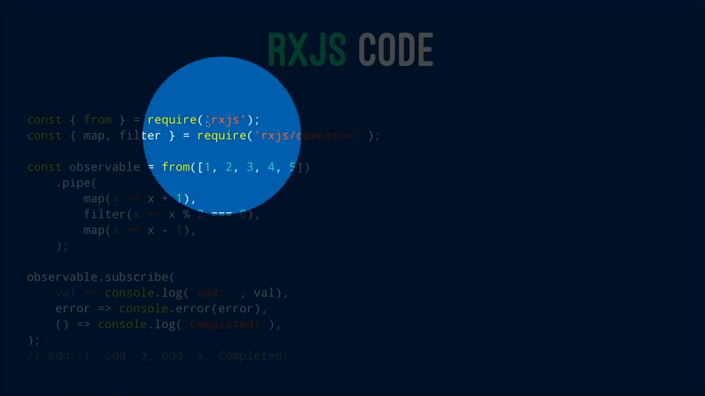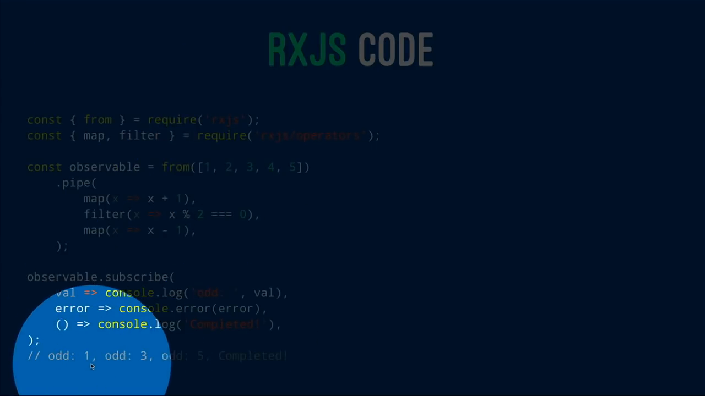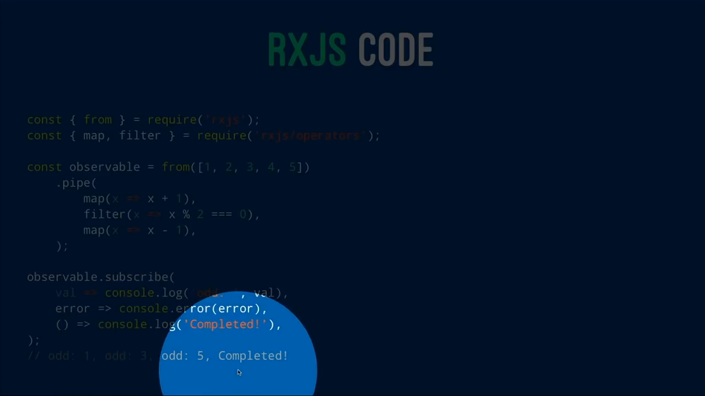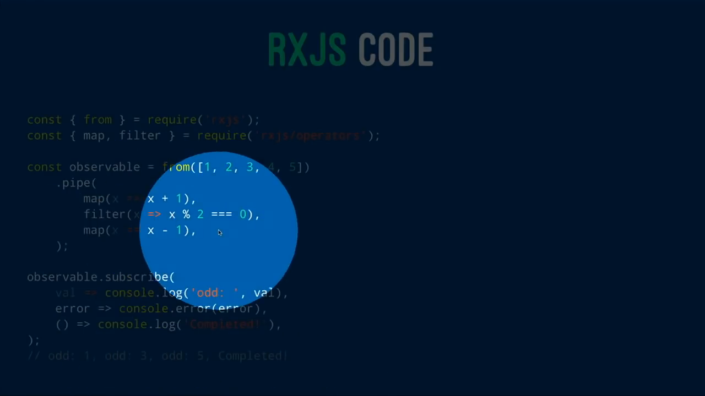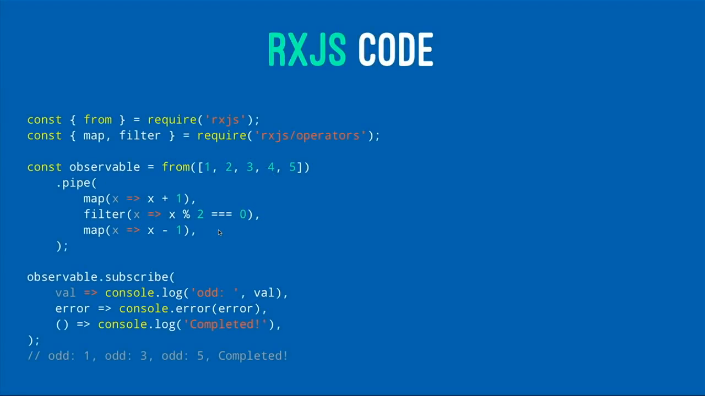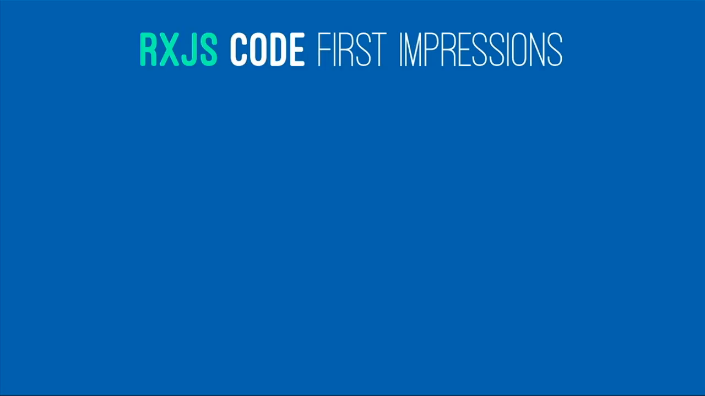So here, after 1, 2, 3, 4, 5, after the 5, you will see completed. The output of this piece of code here is odd 1, odd 3, odd 5, and completed. This is simply a very not efficient way to filter out even numbers. Again, you start to understand the pattern. First impression: the syntax is library specific, or at least it's more library specific than the MobX one.